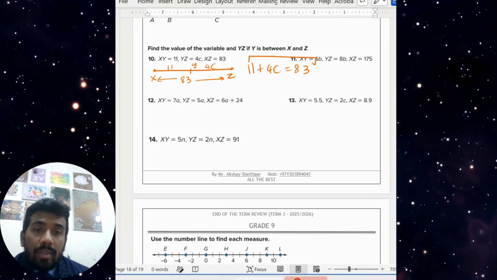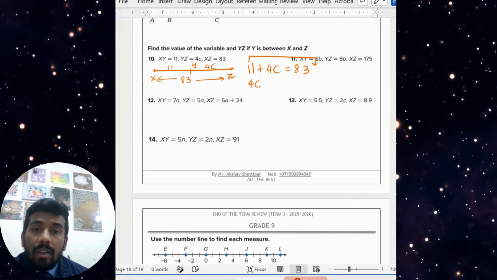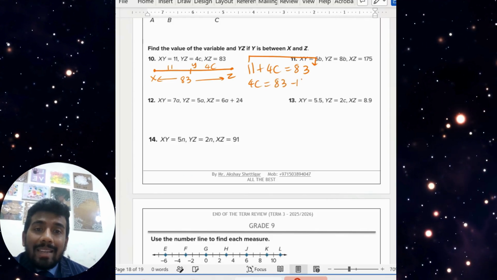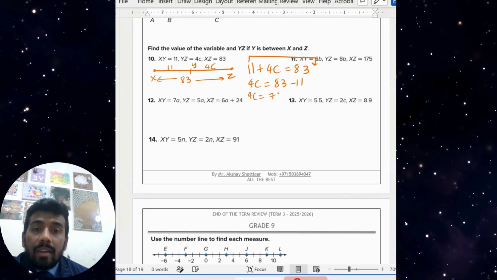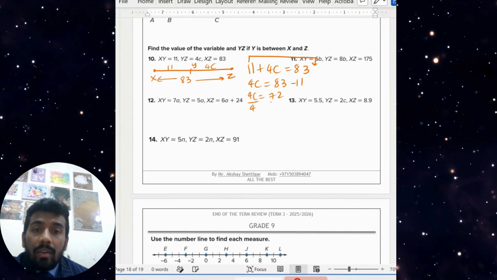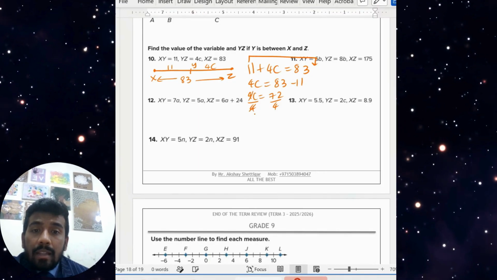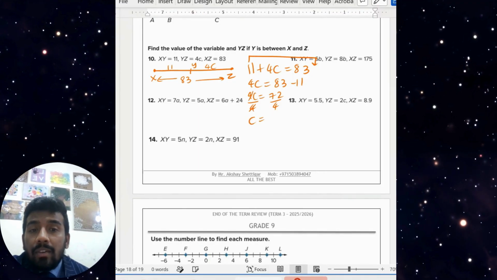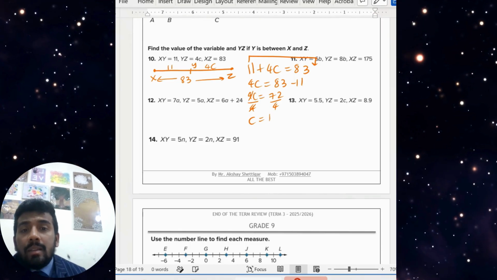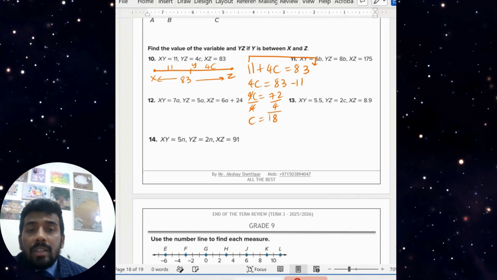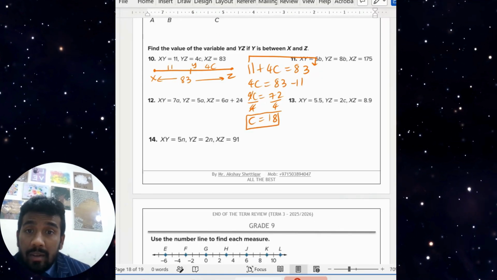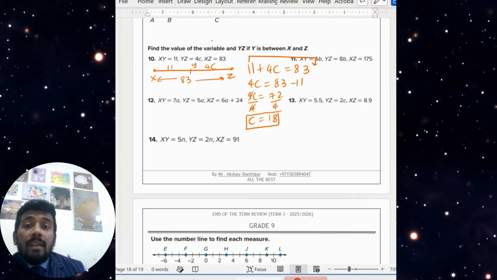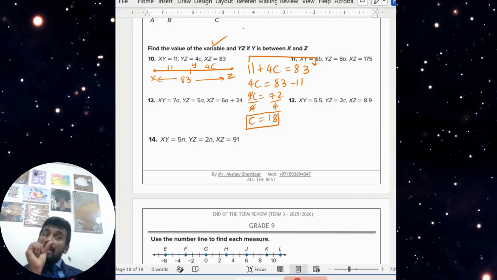Then we solve number with number, variable with variable. So we take the 11 to that side. What will you have? 4c equals 83 minus 11. So that's 4c equals 72. Divide by 4, divide by 4. What's c? 72 over 4 is 18. So that's the variable they need to find. After you find the variable, read the question properly.